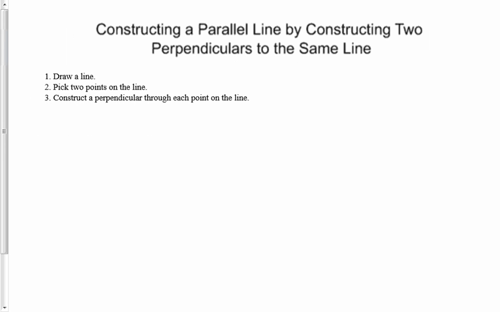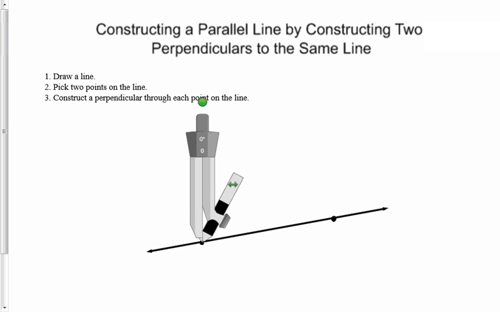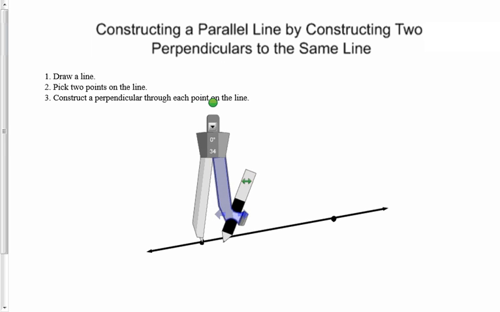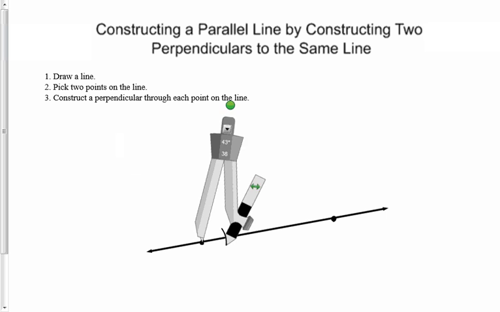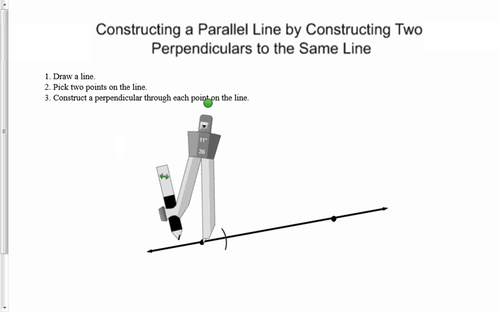And then our last method is to construct parallel lines by constructing 2 perpendiculars to the same line. So I start with the line, and now things are a little bit different. I'm going to pick 2 points on this line to construct perpendiculars through. So now I get my compass, and I construct a perpendicular to a line through a point on the line. So I strike these arcs on both sides.